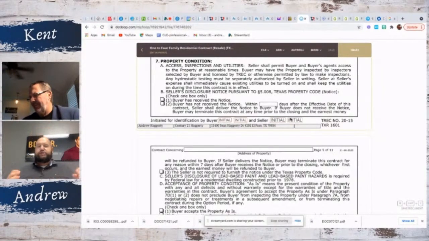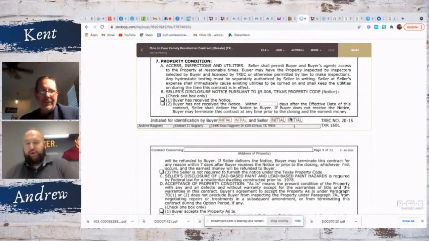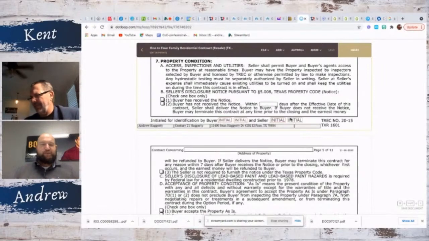The other thing in there that's huge, guys, that I get fights with continuously daily is: seller at seller's expense shall keep utilities on at all times at their own expense till date of closing. They have to be on for inspections. They have to be on for appraisals. They have to be on, period. Now, having the water turned off at the street, especially in winter, I strongly recommend, but they have to be on at all times.